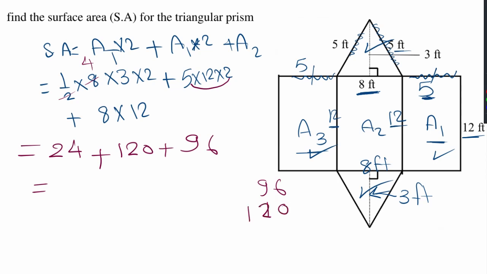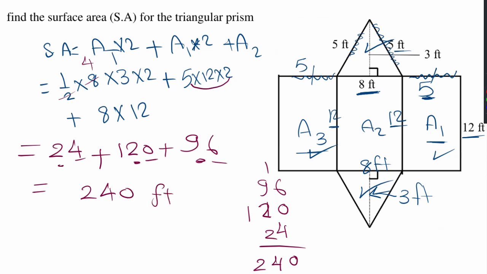120. Put the unit under unit, the tens under tens. 6 plus 4 is 10. 0 and carry up 1. 1 plus 9, 10. 10 plus 4 is 14. 4 and carry up 1. 1 plus 1 is 2. So the surface area will be 24 feet square.